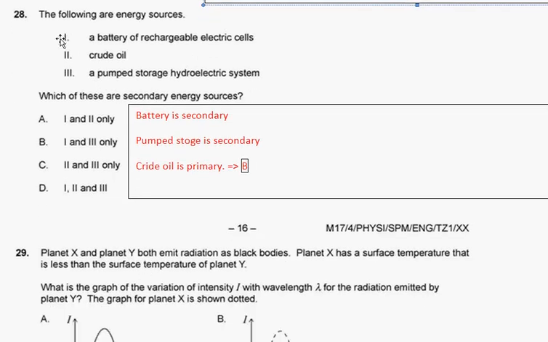Question 28. The following are energy sources, so battery, crude oil, pump storage, which are secondary. So crude oil is primary, we exclude 2 and we get answer B.